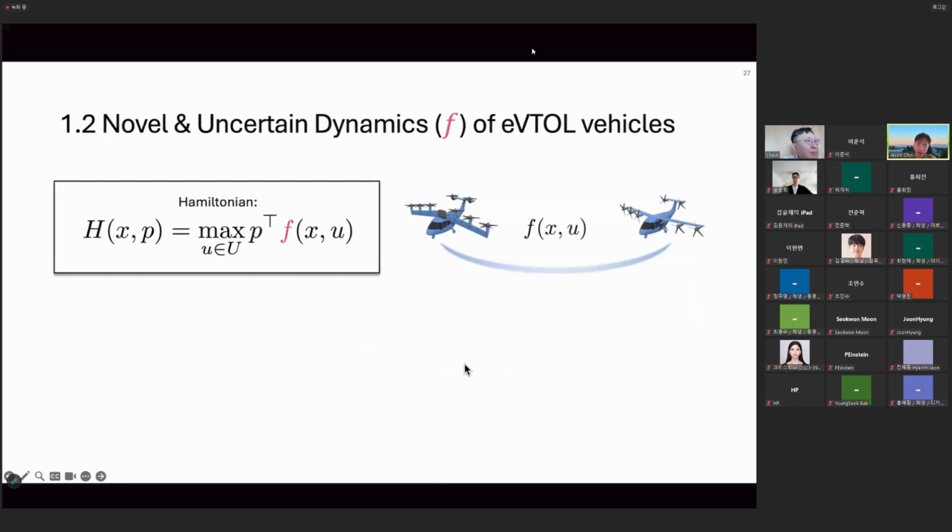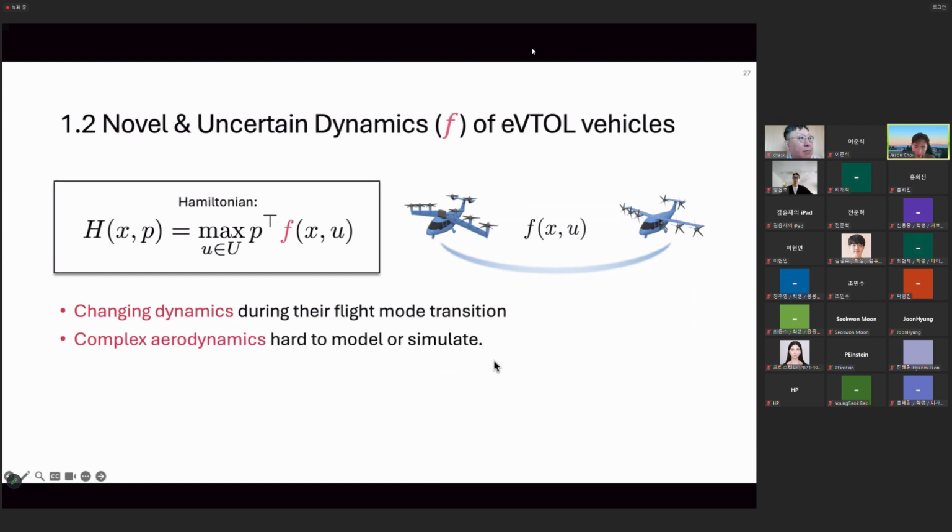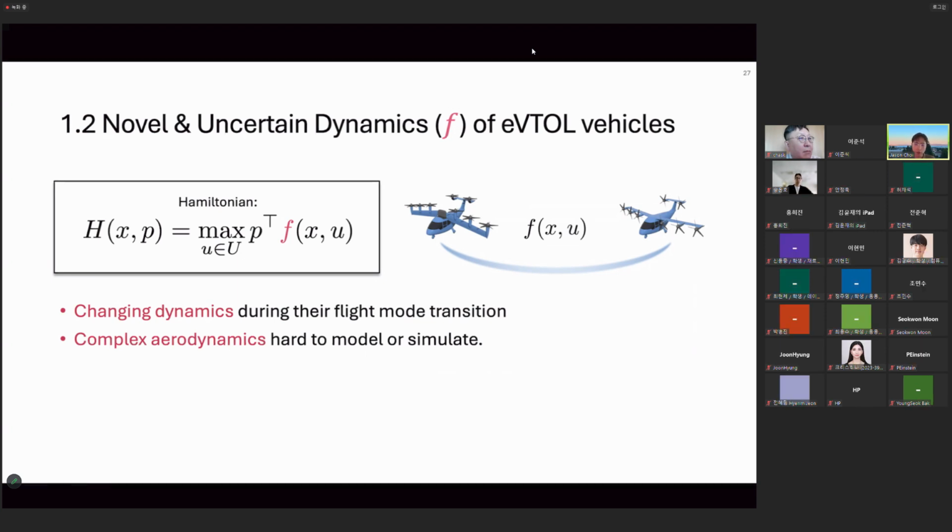And if we think about this problem by connecting to this concept of Hamiltonian, it is really challenging because the dynamics of this air taxi vehicle does change. It keeps changing as we have different configurations of the vehicle. And also the underlying aerodynamics is really hard to model or even simulate with advanced CFD tools because of the coupled interaction between the rotors or also between the rotor and the airframe of the vehicle.